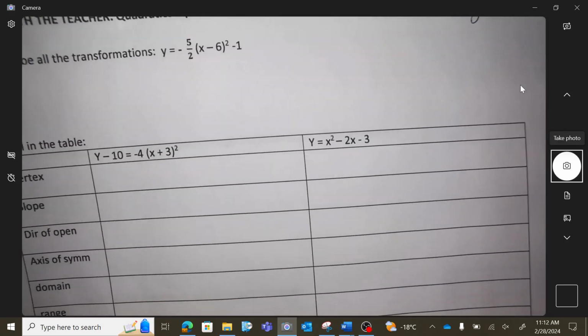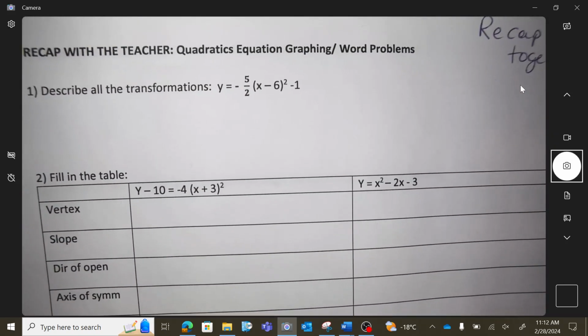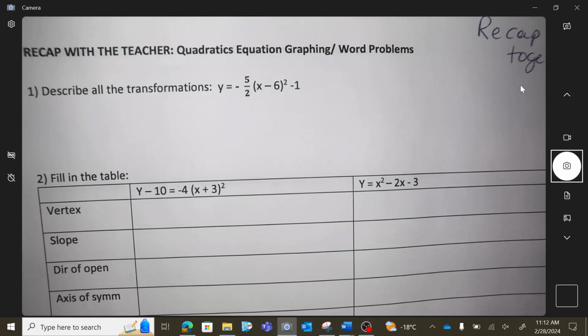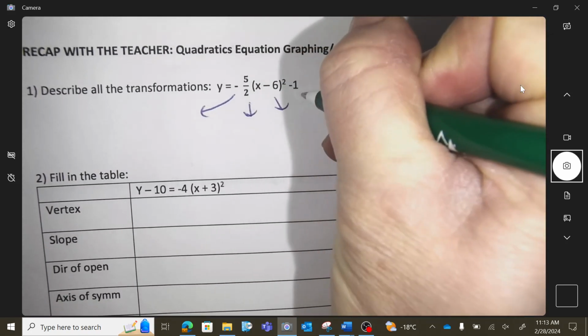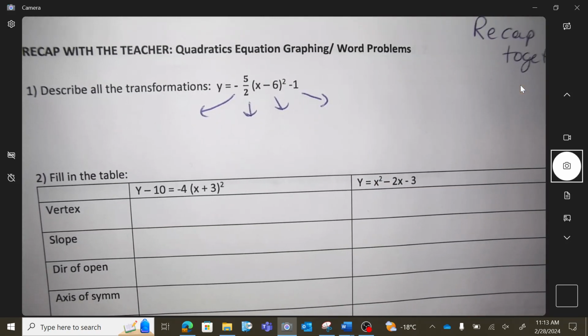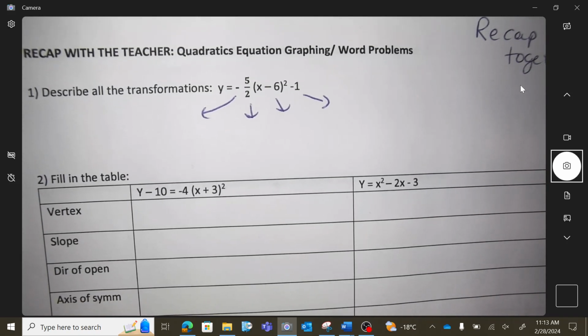First question talks about transformations. So I'm looking for words. You're going to tell me what physical things happened, and there are 4 answers I'm looking for on this question. So what does the negative multiplier do to the shape of a parabola?